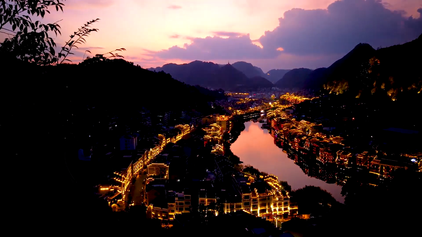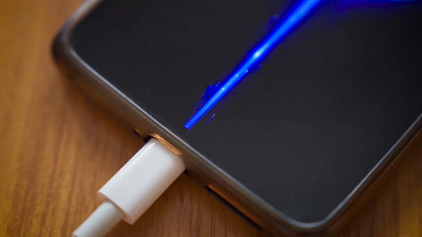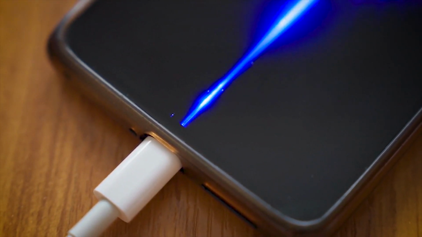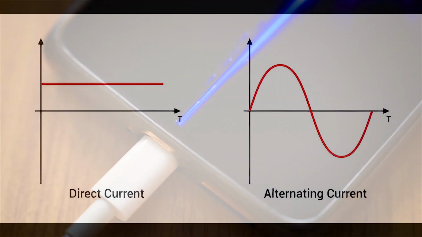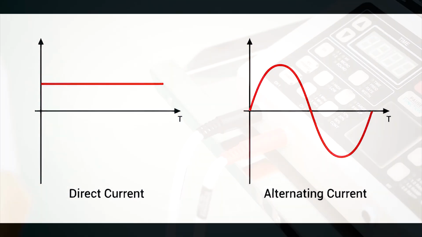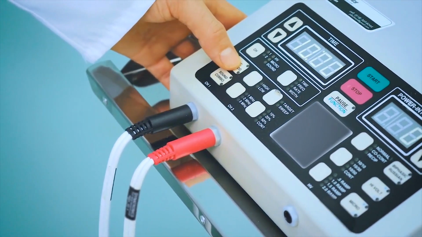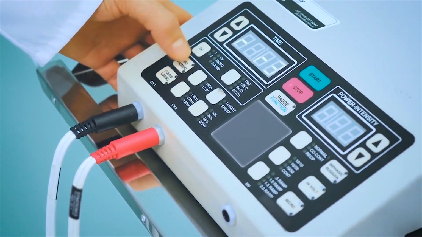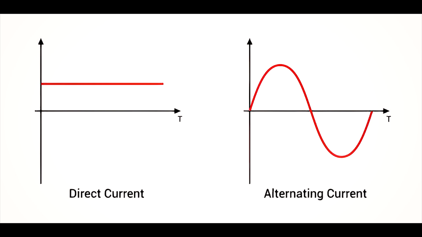Imagine trying to power up your home or your phone. You probably never think about how the electricity gets to you. But did you know there are two types of electrical current used all around the world? Alternating current, AC, and direct current, DC, are the driving forces behind most of the electronics we use every day. But which one is better?